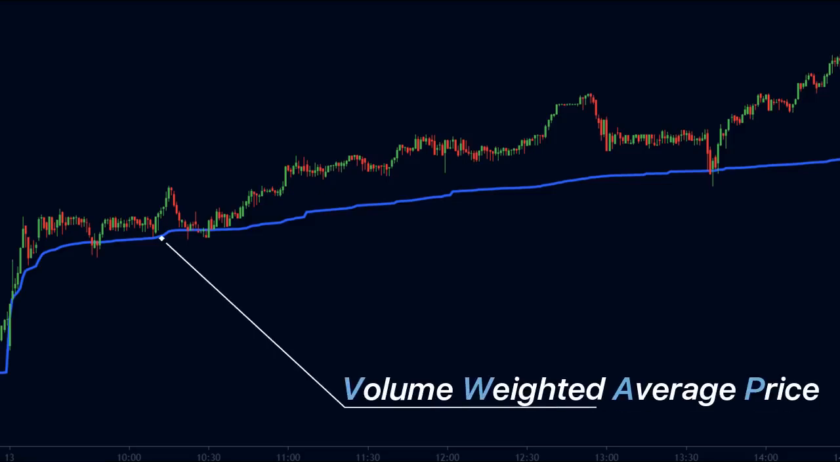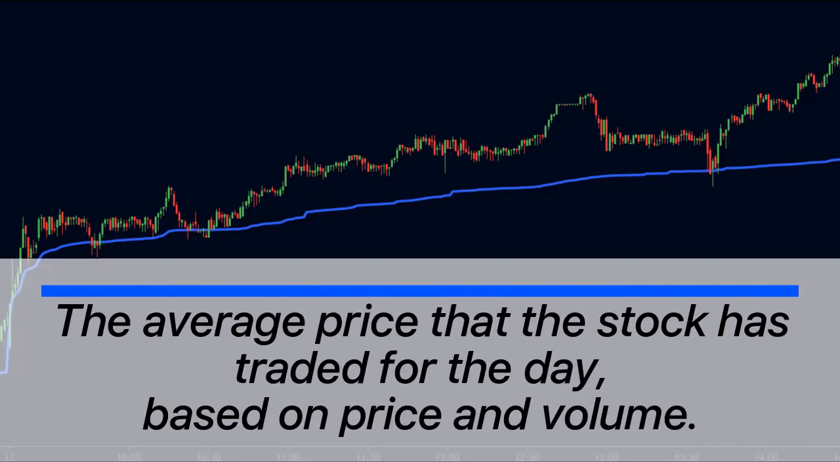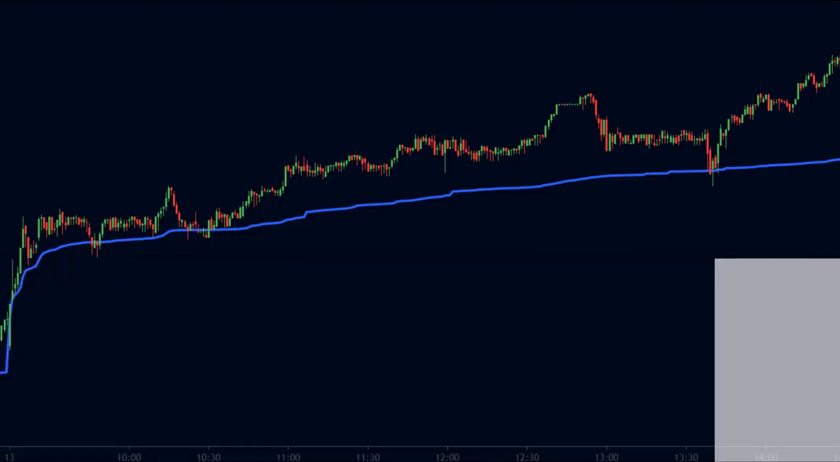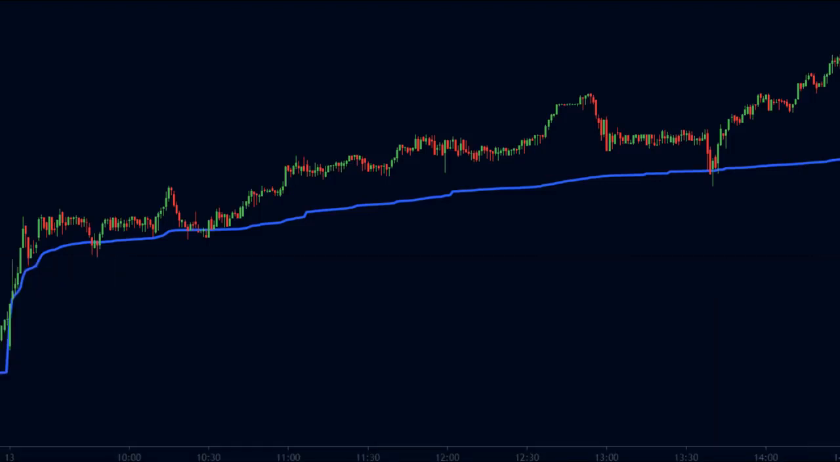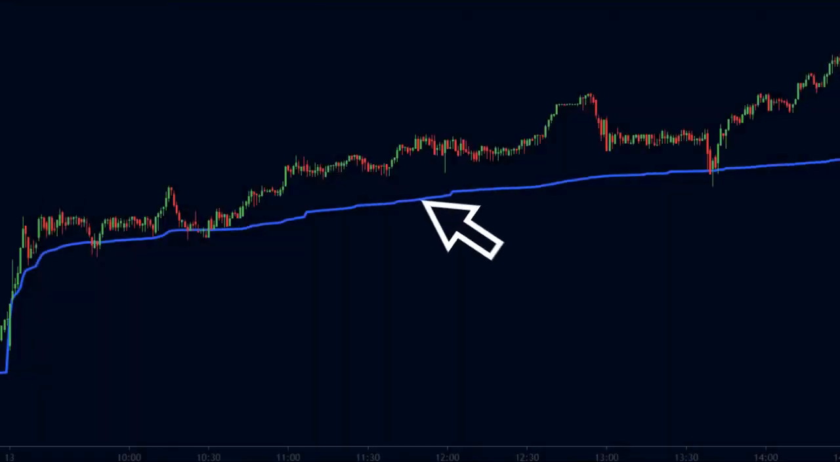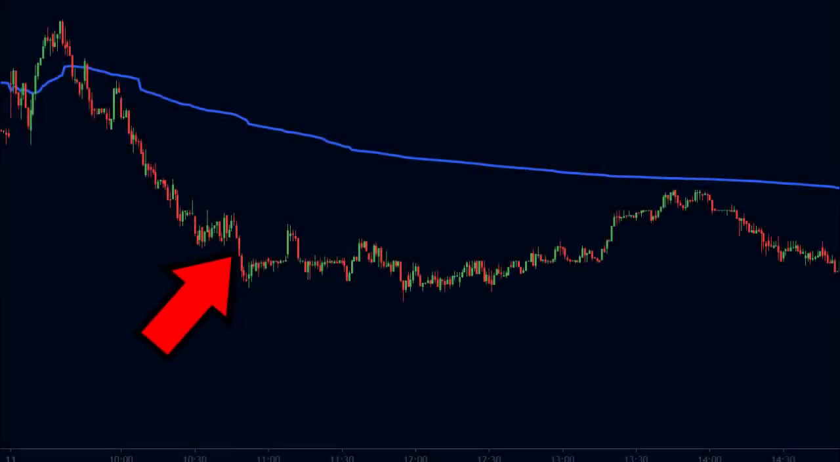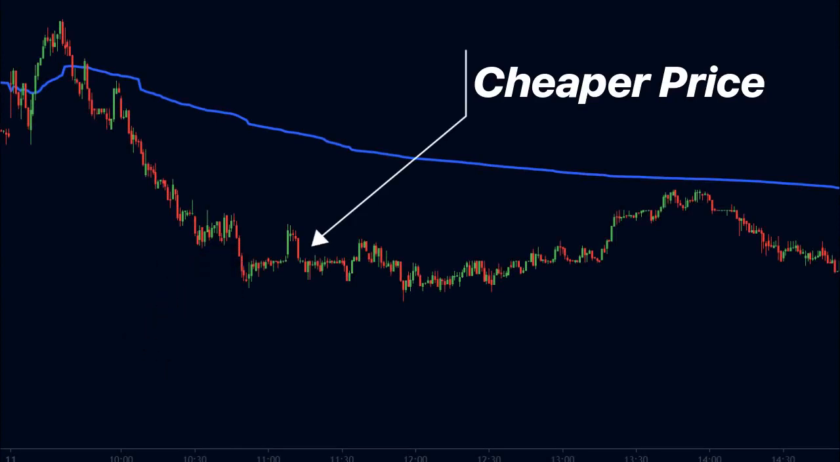The Vwap is a short form for volume weighted average price. Vwap is the average price that the stock has traded for the day, based on price and volume. The Vwap helps us in understanding whether the price is relatively expensive or cheaper. The Vwap represents the fair value of the asset for that particular day. So, if the price is trading above the Vwap, it will be considered as an expensive price. And if the price is trading below the Vwap, it will be considered as a cheaper price.